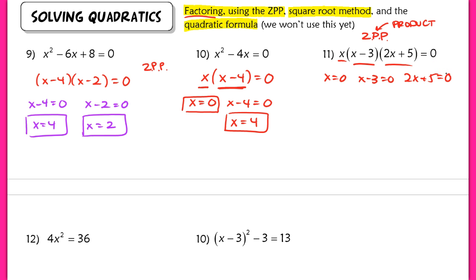Okay, and from here we end up with three different solutions. We have one solution, x is equal to 0. We have another one here, x is equal to 3. And here, if we solve, we end up with negative 5/2.